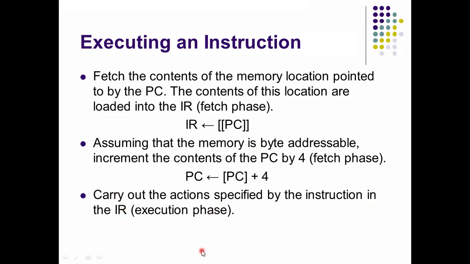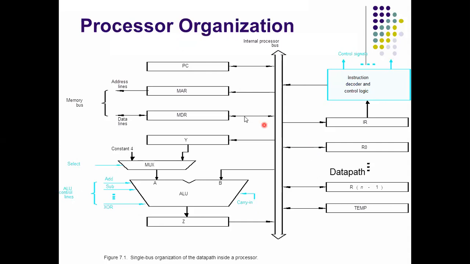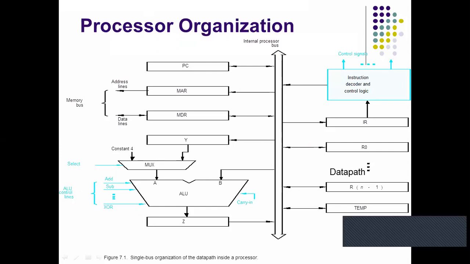Each instruction is executed using 2 phases. The first one is the fetch phase, which is taking the instruction. The second one is the execution phase, which is doing the instruction. Now see this diagram here, the processor organization. Actually here, this is the internal processor bus.